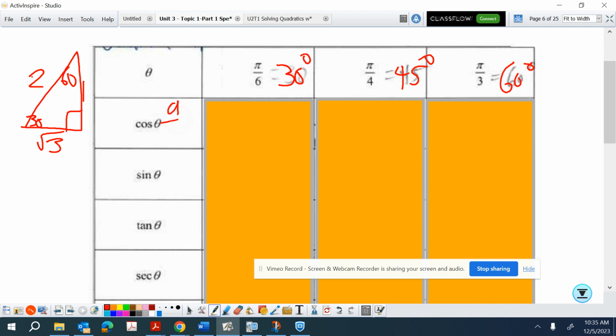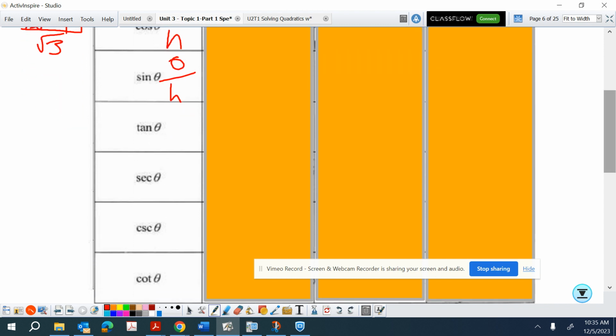Cosine is adjacent over hypotenuse. Sine is opposite over hypotenuse. Tan is opposite over adjacent. Secant is going to be the reciprocal of cosine. So that's going to be hypotenuse over adjacent. Cosecant is the reciprocal of sine. So that's going to be hypotenuse over opposite. And cotan is the reciprocal of tan. So rather than opposite over adjacent, it's going to be adjacent over opposite.